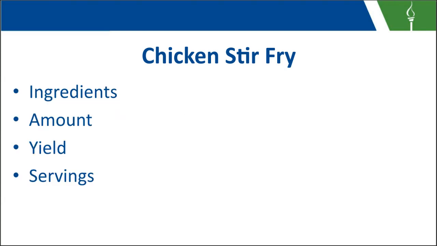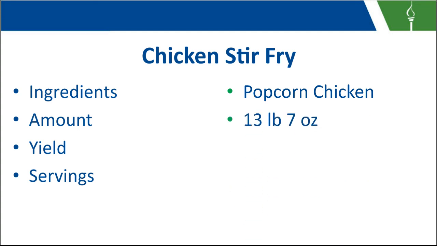So in this example, we're going to put in our 4 bits of information we need. The ingredient we're working with is the popcorn chicken. The amount that the recipe is going to call for is 13 pounds, 7 ounces of this ingredient. The yield was 0.47. And the number of servings in this example is going to be 50.